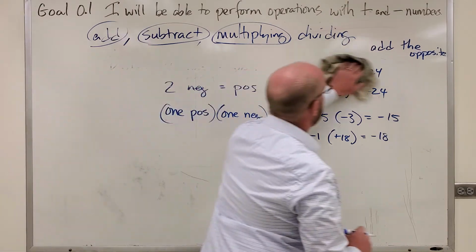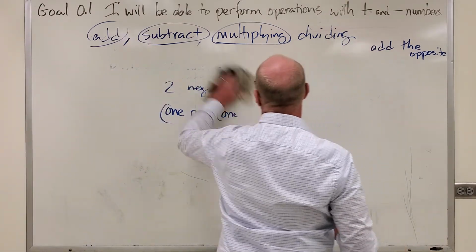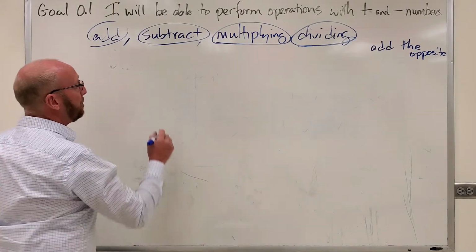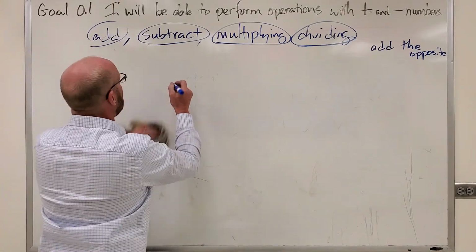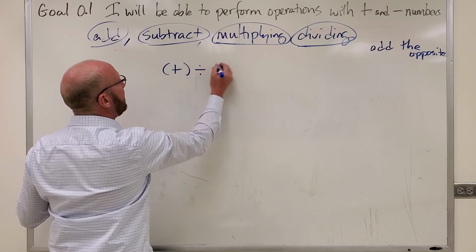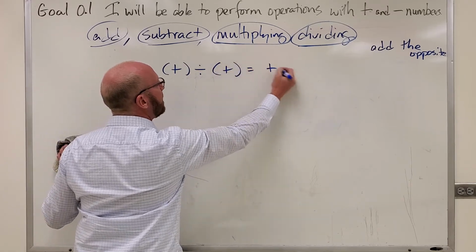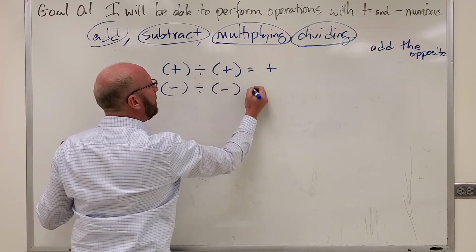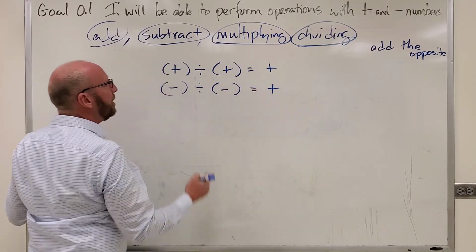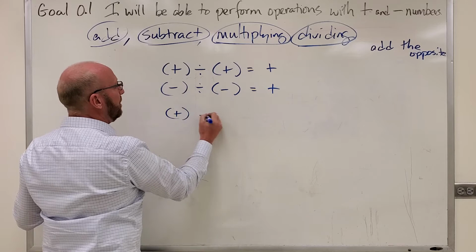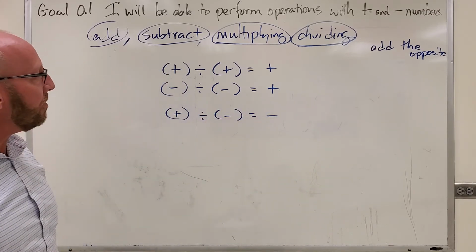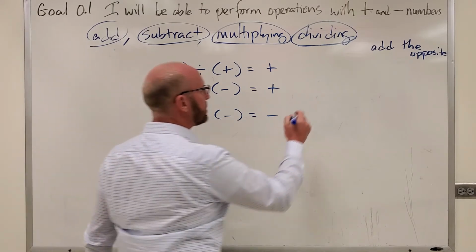And then finally, dividing is the same way. Let's talk dividing. Dividing is the same way. If you have a positive divided by a positive, you get a positive answer. A negative divided by a negative, you get a positive answer. It's when the signs are different that you get a negative answer. So again, some easy examples.